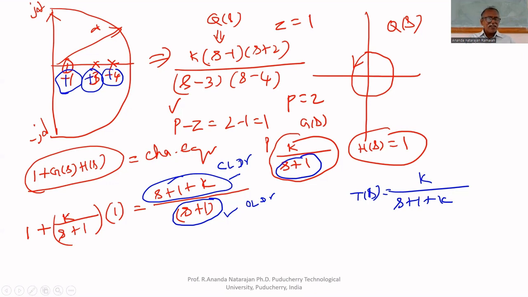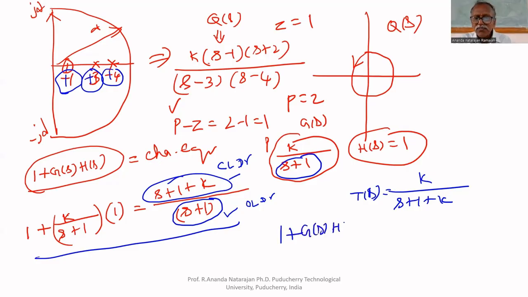In other words, it is the characteristic equation. In a characteristic equation, the numerator polynomial gives closed loop poles. Am I correct or not? In a characteristic equation, the numerator gives closed loop poles, and the denominator gives open loop poles. So I can say that in 1 plus G(s)H(s), the numerator gives closed loop poles, and the denominator gives open loop poles.